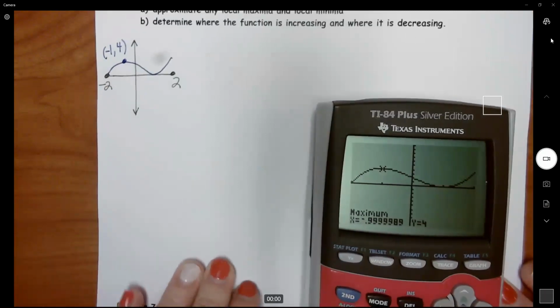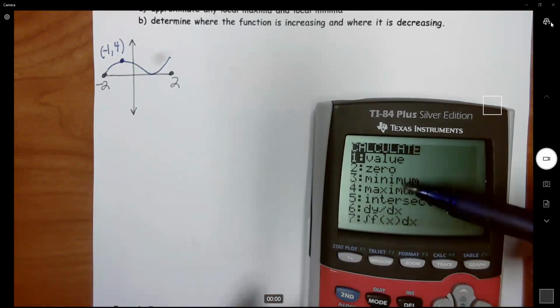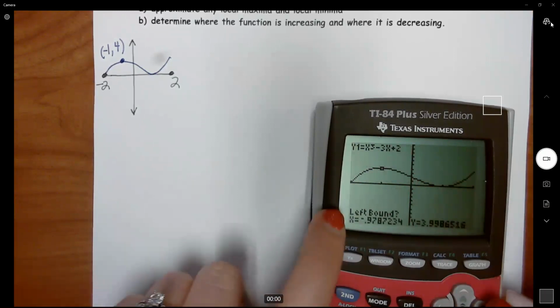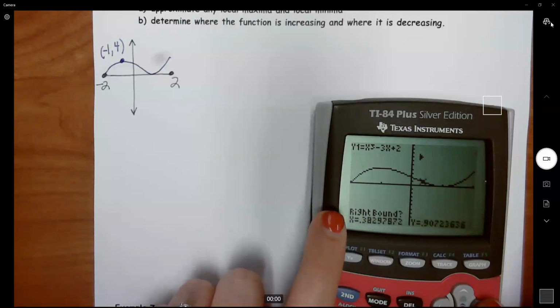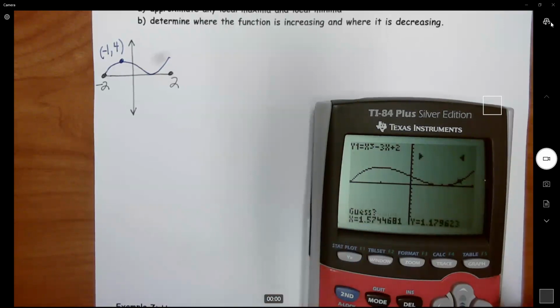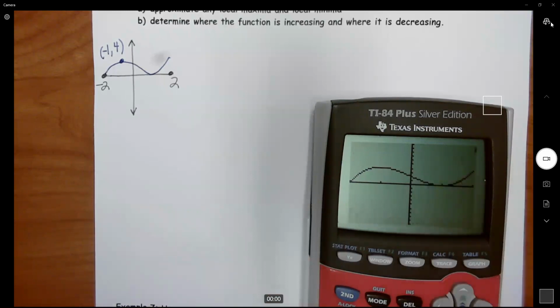So let's do the same thing to get your min. Go second trace, and I'm just going to punch in 3 for my min. And now I know my min is somewhere over here. So I'm going to go closer to it, but I'm going to stay clearly on the left of it. So that's pretty good. I'm going to hit enter. Now it wants the right. So my min is somewhere right here, but I'm going to make sure I clear it and go over here. Hit enter again when it says guess, but check to make sure your min is in between those arrows. And here's my min.